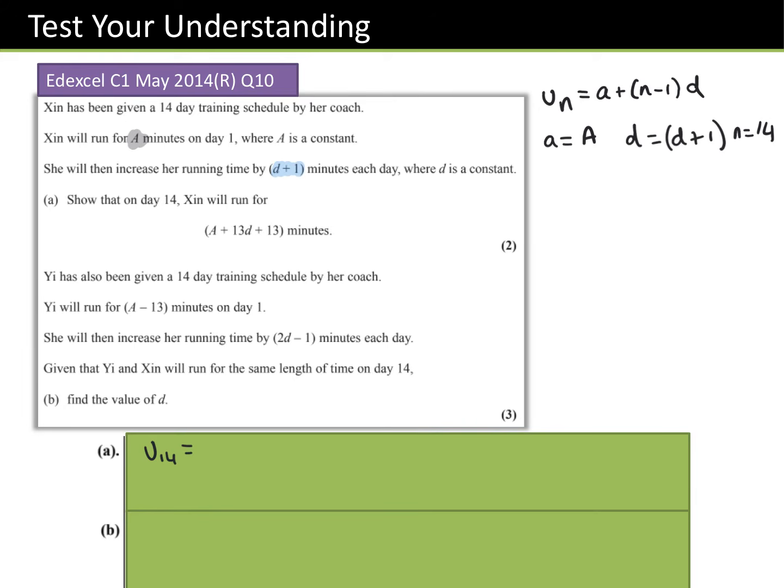Here's our d plus 1, and they've said 14. Now we're substituting in. So u14 equals a, which is a, plus n minus 1, 14 minus 1, multiplied by d, which is d plus 1. I'm going to expand and simplify. a plus 13d plus 13.